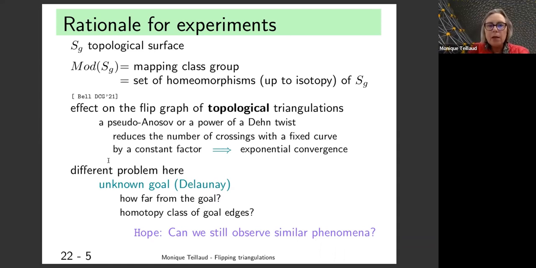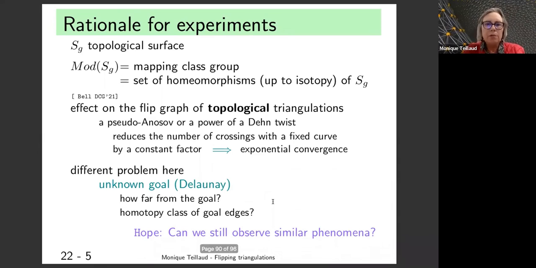Whereas here, we don't know the goal. The goal is Delaunay, but it's not in terms of intersections or whatever with this given fixed curve. So we don't know how far we are from the goal, and we don't know the homotopy classes of goal edges. So our problem is well-defined in the sense that it's Delaunay, but not in the same terms. And still the hope, and you will see that it works, is that even though it's very different in nature, we can still observe something that is more or less similar.